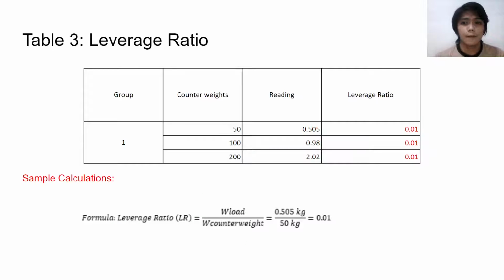Lastly, this is the leverage ratio. The calculation for this one is shown here below. We have the W load over the W counterweight. The load is this one from the reading, and the counterweight will be this one. So this is the example for this first trial. We just divide the 0.505 kilograms of the reading by the 50 kilograms of the counterweight, which results in 0.01.